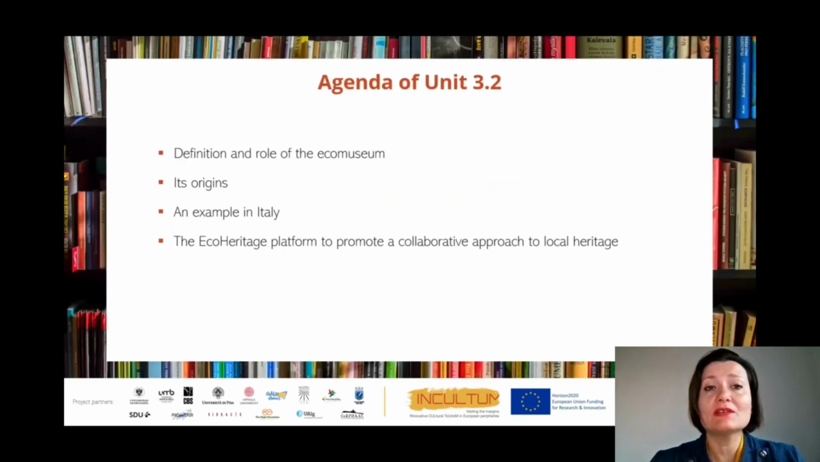First of all, we need to understand what an eco-museum is and its difference from a traditional museum. Second, we will have a look at its origins. As a third topic, we will get into detail with an Italian ecomuseum and a practical example of how the ecomuseum can enhance the destination by involving the local community. Finally, we will widen our horizon looking at the recent and international experience which promotes a collaborative approach within ecomuseums to local heritage. We start with defining what an ecomuseum is.